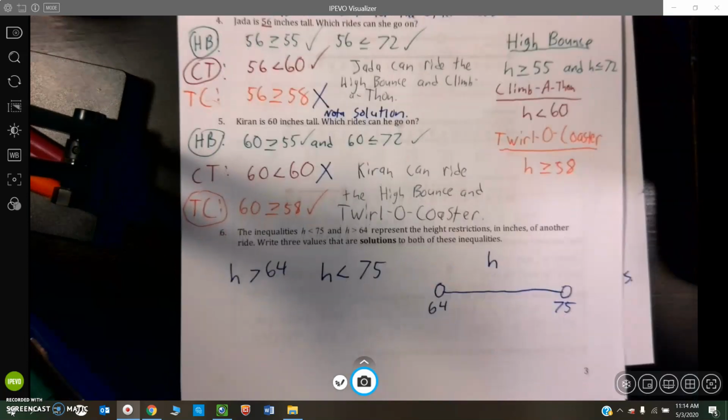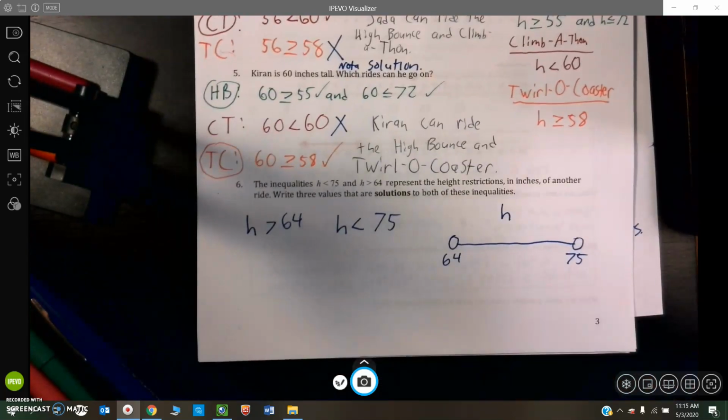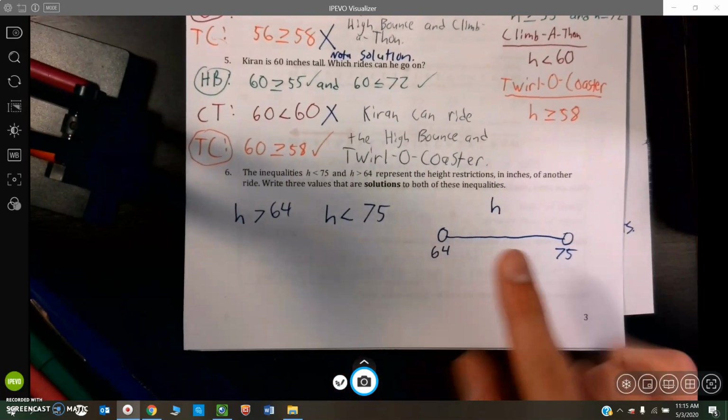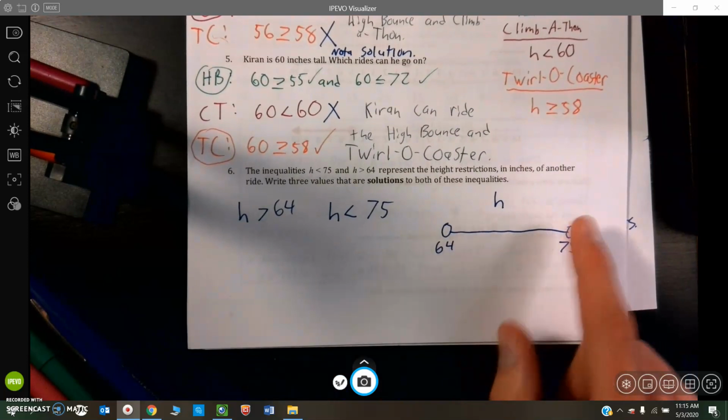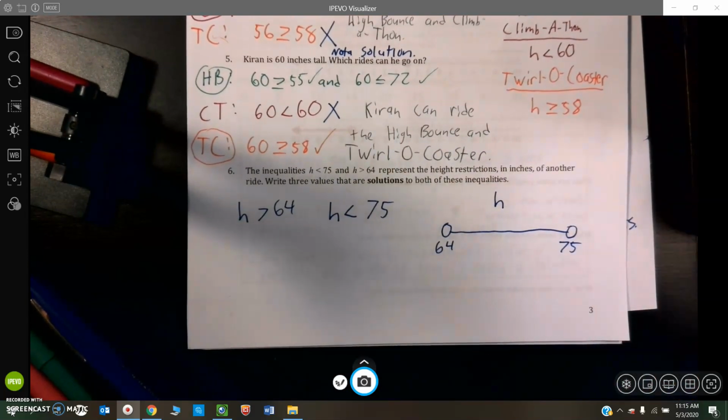Important to note. All right, and now for number 6. We've got two inequalities. H is greater than 64 and less than 75. I made this little number line to represent all of the possible values. And we need to find 3 different solutions for these inequalities. So go ahead and pause this video and see which ones you can come up with.